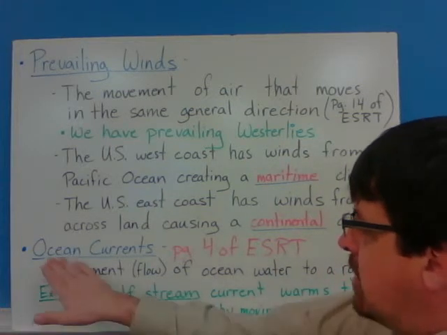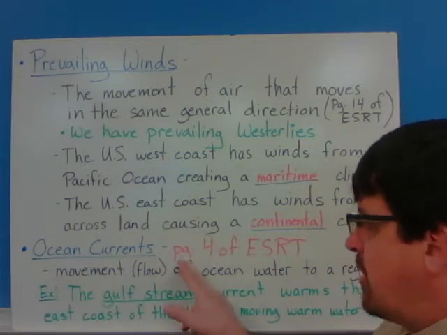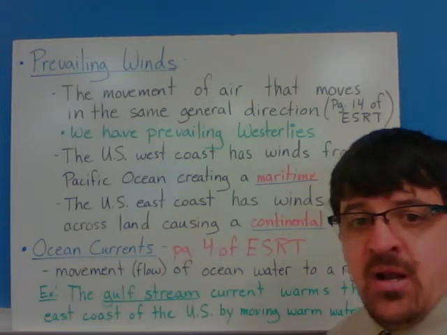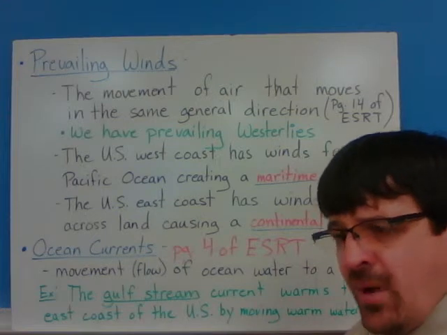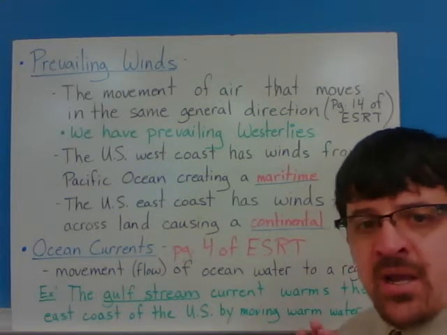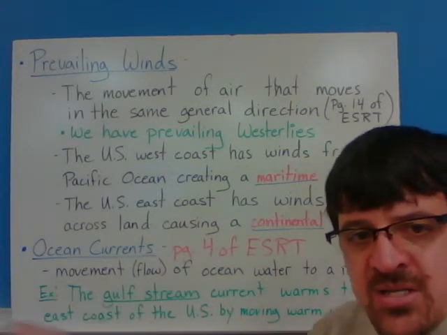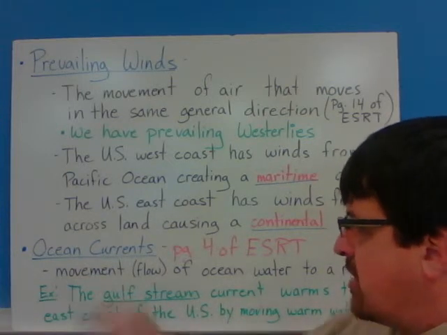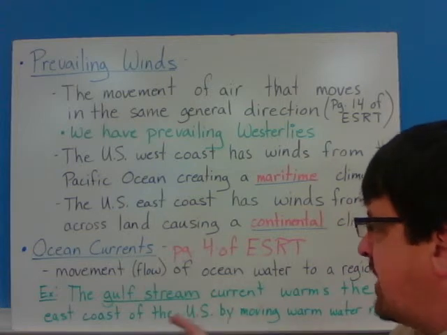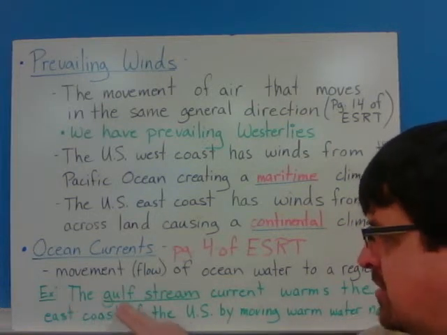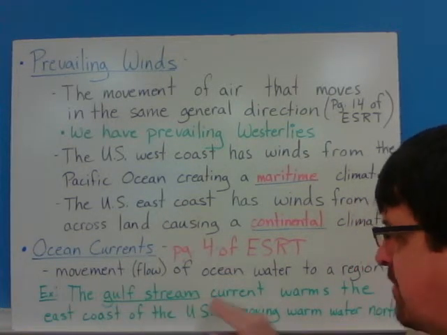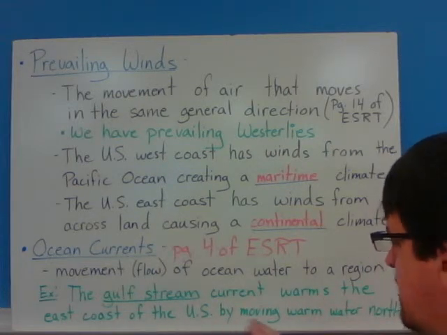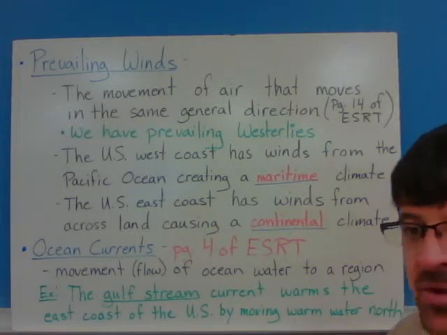Okay, now ocean currents. Ocean currents are found on page 4 of your reference tables, and that's the movement. Believe it or not, the ocean actually does move. I mean, think about the waves. If you have the waves going in a constant direction, that's going to help the water move in that direction. That's what's taking place to cause ocean currents. Now, like the Gulf Coast, we have what we call the Gulf Stream current, and that warms the east coast of the United States by moving the warm water farther north.